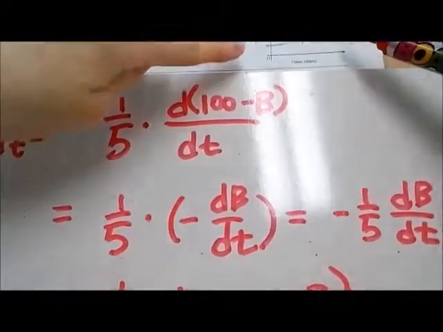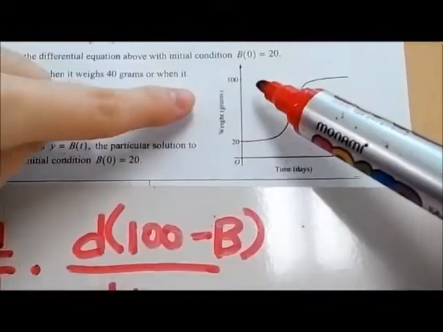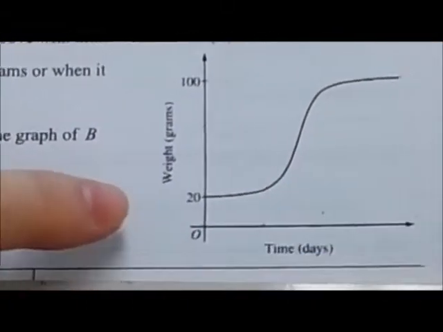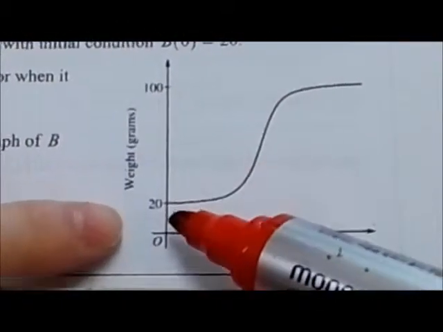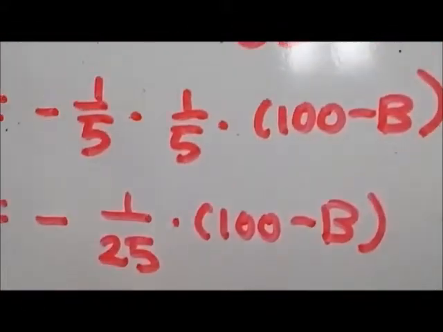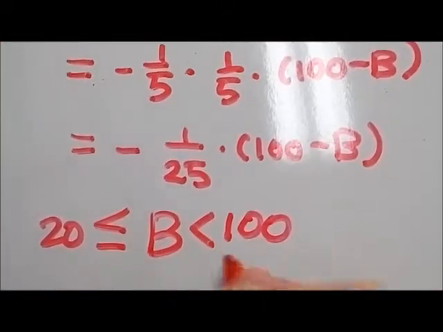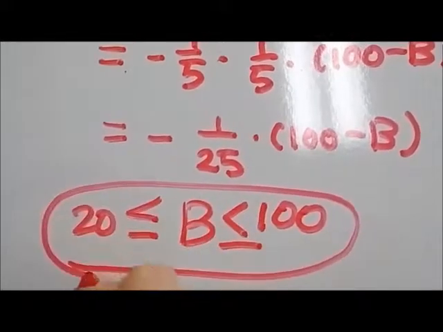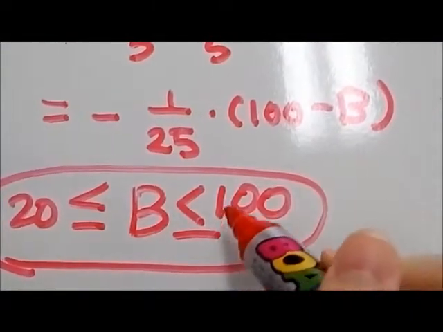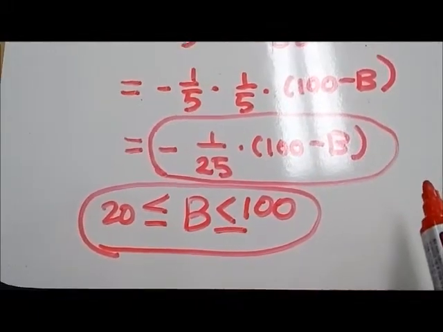Now if we look at the graph given here, we know that the x-axis refers to time in days, which is t, and the y-axis refers to weight in grams, which is B. So for this period of time, the bird goes from weighing 20 grams to 100 grams. So in short, B goes from being 20 to almost 100. And we know that when B goes from 20 to 100, by plugging it into the double derivative equation, this whole equation will never be positive.